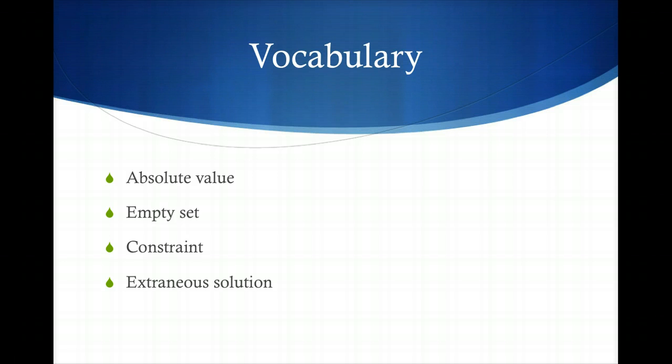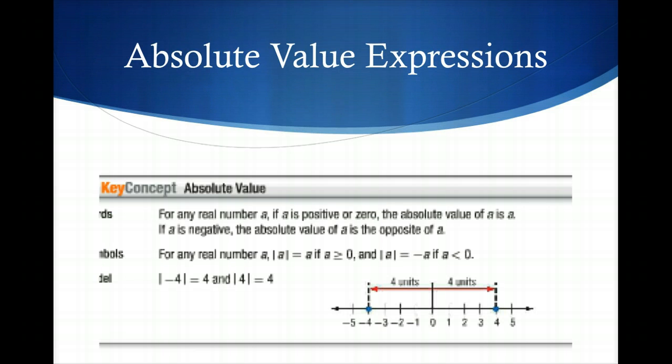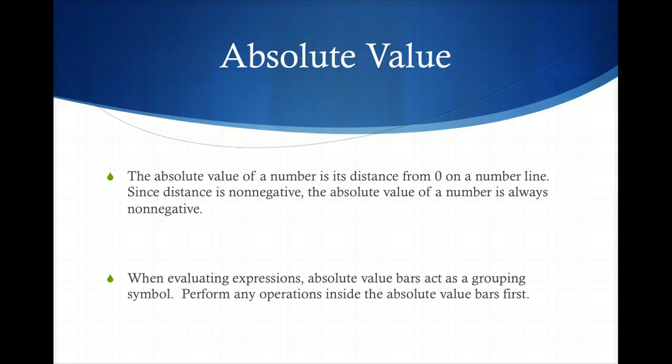Our new vocabulary: absolute value, empty set, constraint, and extraneous solution. We have a key concept from your textbook, and really it's discussing absolute value as how far the number within the absolute value signs is from zero. So the absolute value of a number is its distance from zero on a number line. Since distance is non-negative, the absolute value of a number is always non-negative.